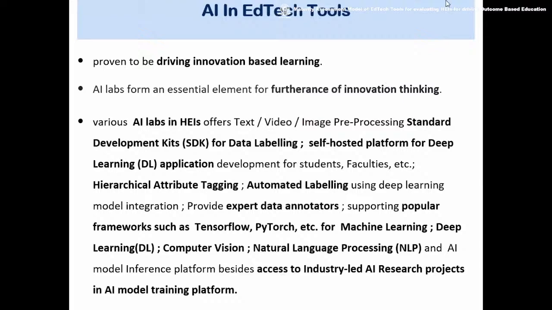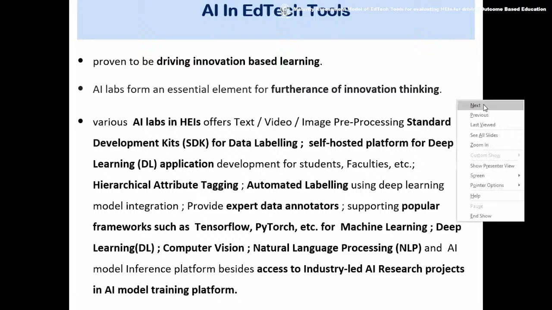So further benefits of AI EdTech tools are proven to drive innovation-based learning and innovation thinking. For various AI labs in higher education institutes, it facilitates software development kits, SDKs, for data labeling, a self-hosted platform for deep learning applications, hierarchical attribute tagging, automated labeling, providing expert data annotators, and popular frameworks such as TensorFlow, PyTorch, etc. for machine learning, deep learning, computer vision, natural language processing, and an AI model inference platform, besides access to industry-led AI research projects and an AI model training platform. As you know, a lot of emphasis has been given to research by NEP 2020.